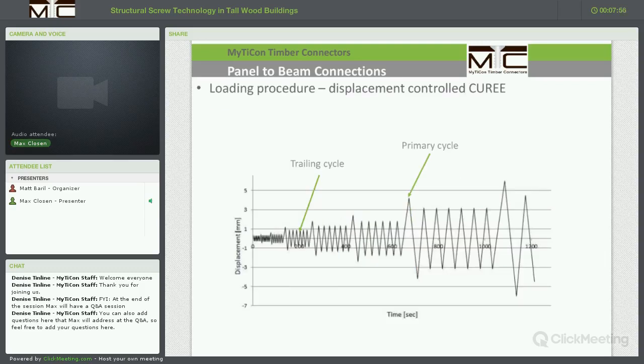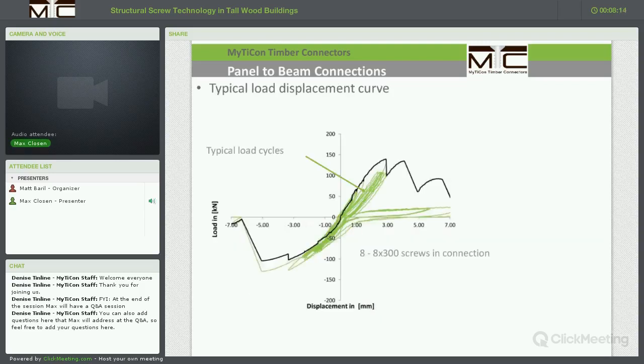We applied the CUREE loading procedure, which consists of trailing cycles and primary cycles. The trailing cycles are small displacements that happen after or before a primary cycle. We go through 6 load cycles here and then jump into a primary cycle where we increase the displacement and therefore the loading on the connection.